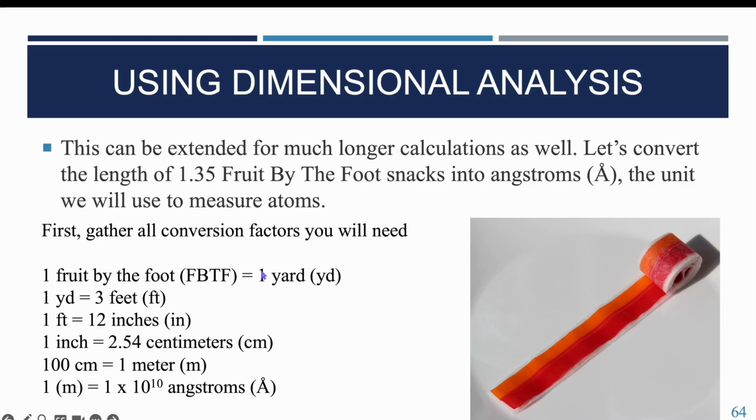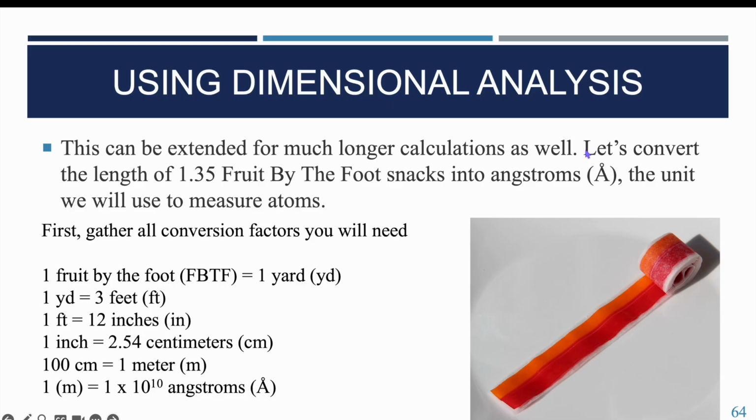Okay, so let's proceed. First, I want to convert each of these things. I'll explain each of these. We know that 1 fruit by the foot is about a yard. So we'll say that it equals 1 yard. We know that a yard is 3 feet, a foot is 12 inches, an inch is 2.54 centimeters, 100 centimeters is a meter, and a meter is 10 to the 10 angstroms.